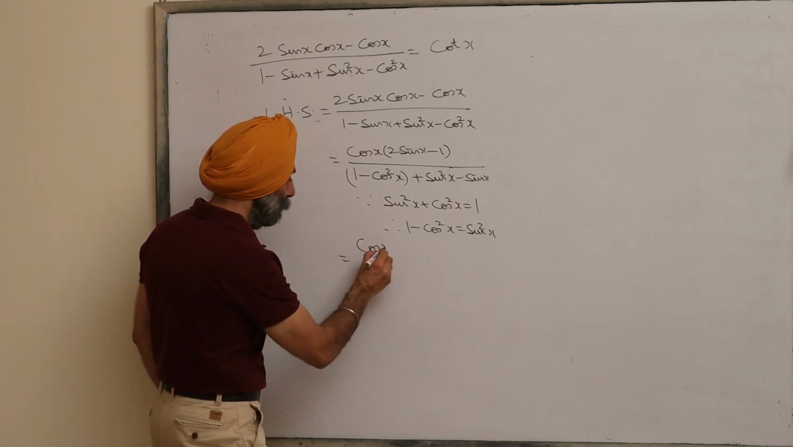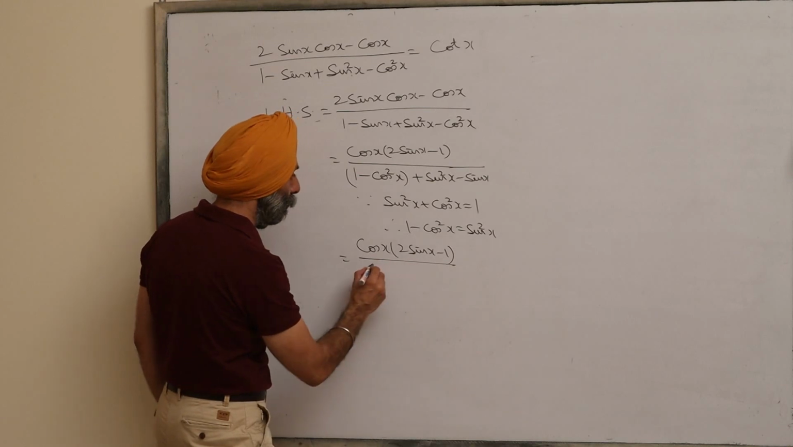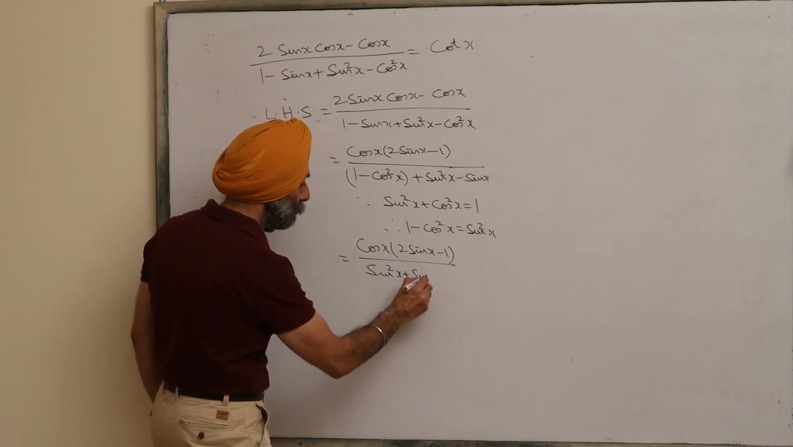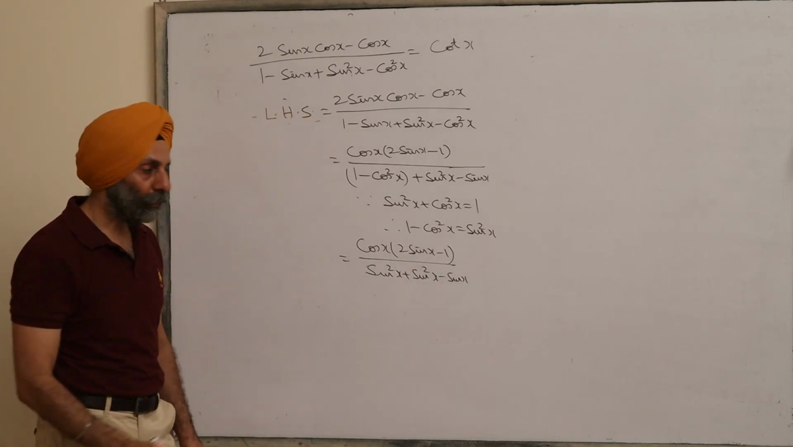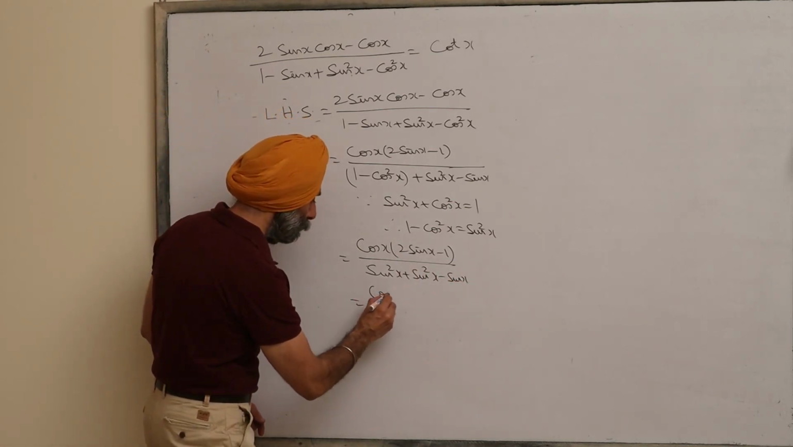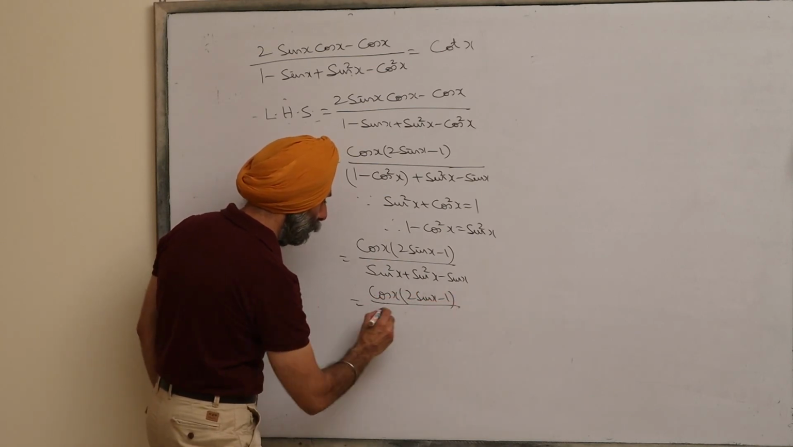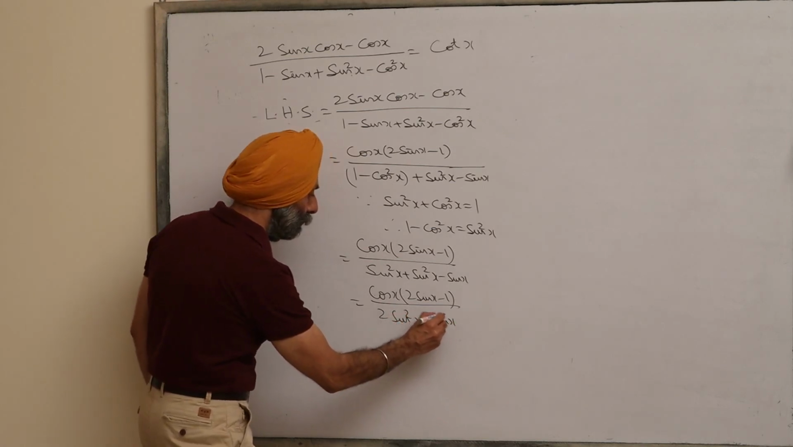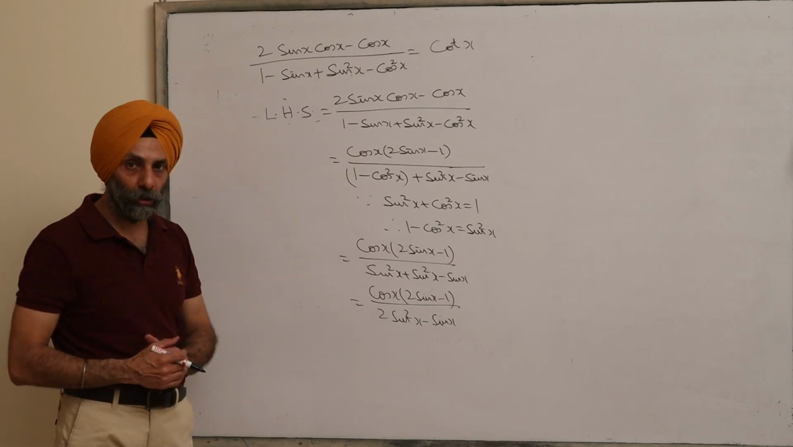So the above result can be written as cos x into 2 sin x minus 1 upon sin square x plus sin square x minus sin x. So this can be written as cos x into 2 sin x minus 1 upon 2 sin square x minus sin x. Again, can we take anything common from the denominator?